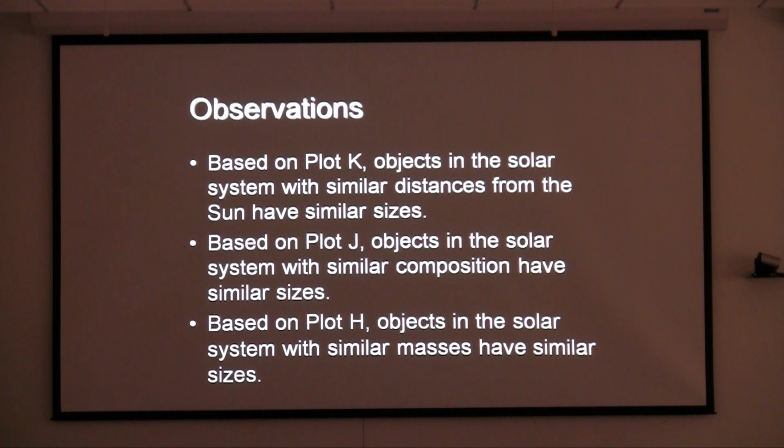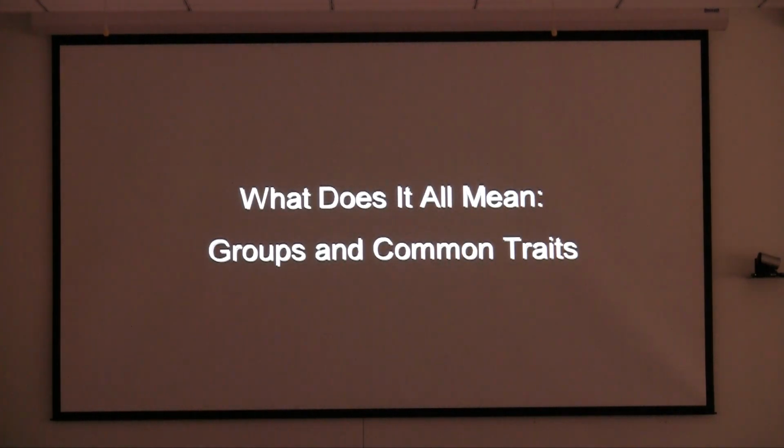So, plot K tells you distance and size. Plot J tells you composition and size. Go back to plot H, we had mass and size. And that's what we're trying to get to. We got the moons in there, all right? What it really means is we're looking for groups and common traits, okay?